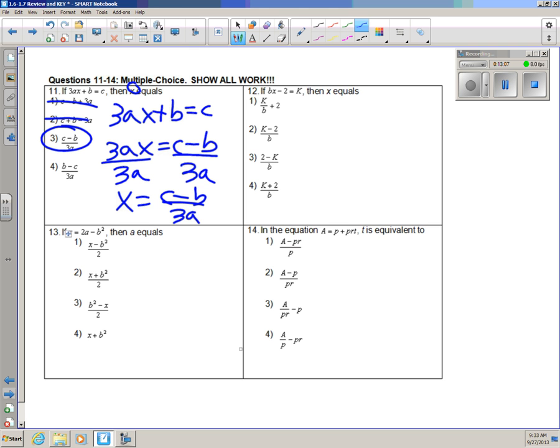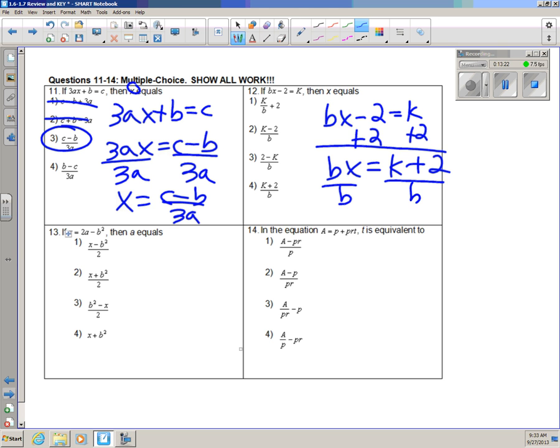Let's find x again. bx minus 2 equals k. Well, let's get the 2 to the opposite side. bx equals k plus 2, not 2k. We're not multiplying, we're adding. To get x alone, I've got to undo multiplying by b. So x equals k plus 2 over b. K plus 2 over b, that's not it. That's not it. That's not it. That's it.